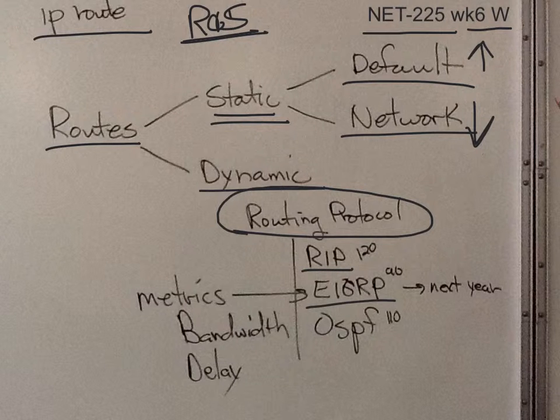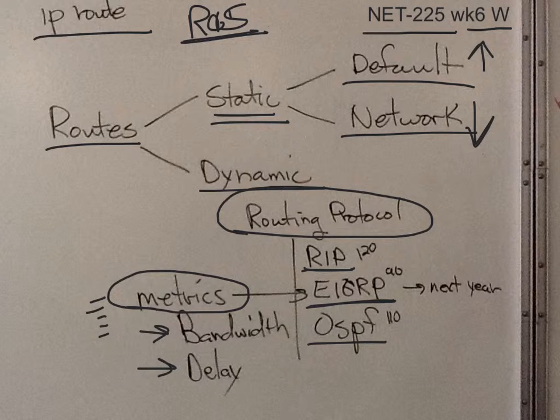RIP, EIGRP, OSPF. Different routing protocols using different metrics. RIP uses hop count. EIGRP has a lot of metrics, typically uses bandwidth and delay. OSPF, primarily bandwidth. That's what it uses, bandwidth.